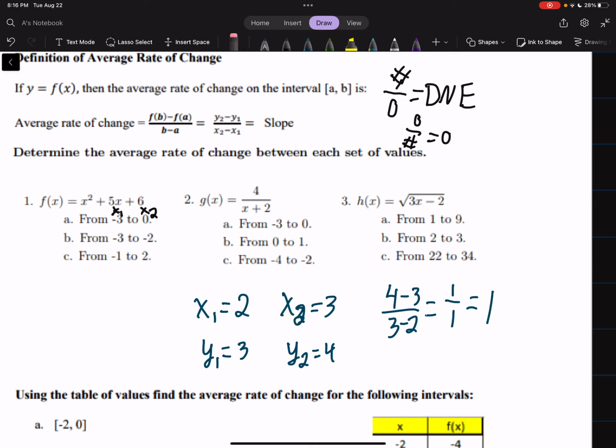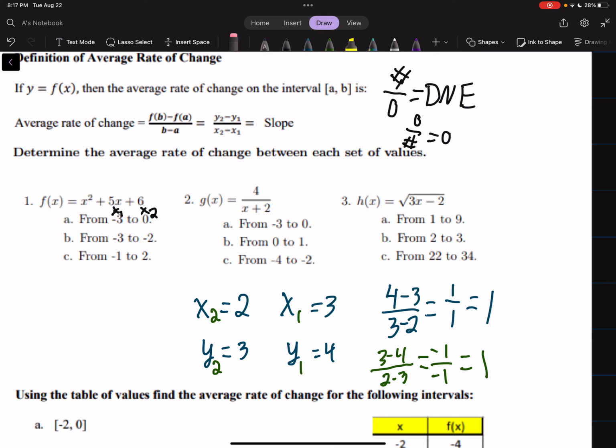If now we were to change these and say the 2 is x2, x1 is 3, y2 is 3, and y1 is 4, we are going to have 3 minus 4 over 2 minus 3. This is negative 1 divided by negative 1. Two negatives make a positive, so positive 1. It'll give you the same answer.